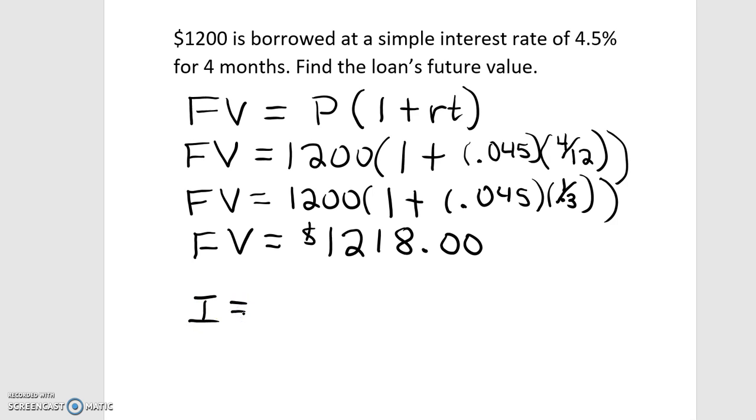Now I want you to notice that we could have also solved this by first finding the interest and then adding that to the principal or the original amount borrowed. So let's go ahead and try that quickly so that you can see the two different options for solving.